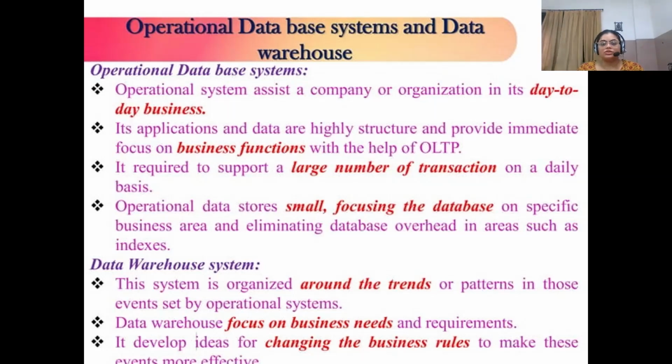Operational data stores are small, focusing the database on a specific business area and eliminating database overhead in areas such as indexing. Data warehouse system is organized around the trends or patterns in those events set by operational systems. Data warehouse focuses on business needs and requirements. It develops ideas for changing the business rules to make these events more effective.